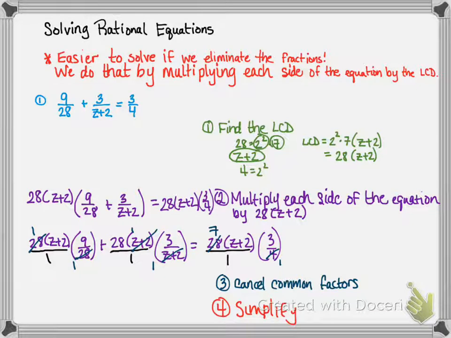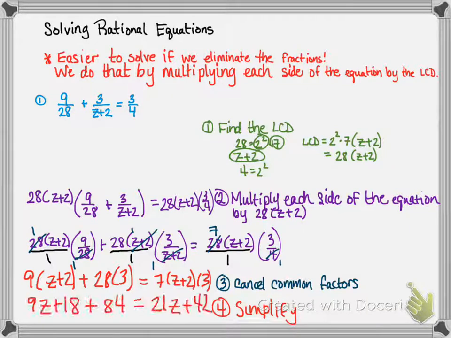Okay, now we're going to simplify. When I multiply, I get 9 times z plus 2 plus 28 times 3 equals 7 times z plus 2 times 3. Let's distribute and simplify more. So 9 times z is 9z, 9 times 2 is 18, plus 28 times 3 is 84, equals 7 times z times 3, or 21z, and 7 times 2 times 3 is 42.